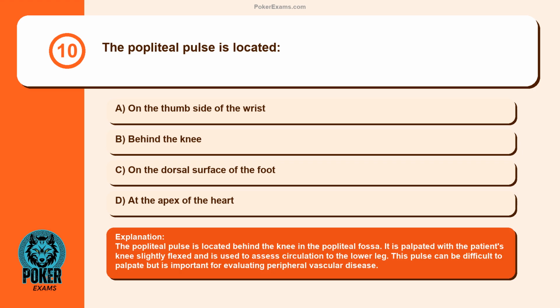The popliteal pulse is located behind the knee in the popliteal fossa. It is palpated with the patient's knee slightly flexed and is used to assess circulation to the lower leg. This pulse can be difficult to palpate but is important for evaluating peripheral vascular disease.